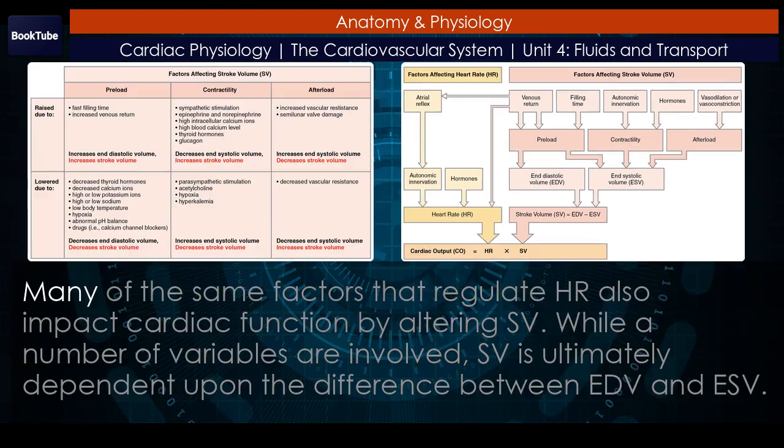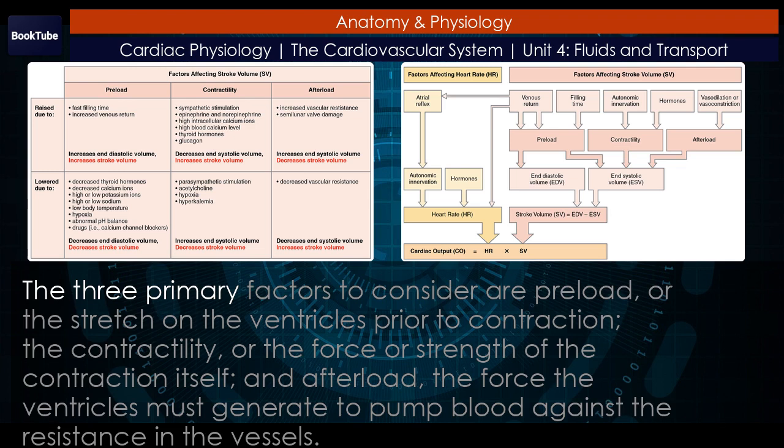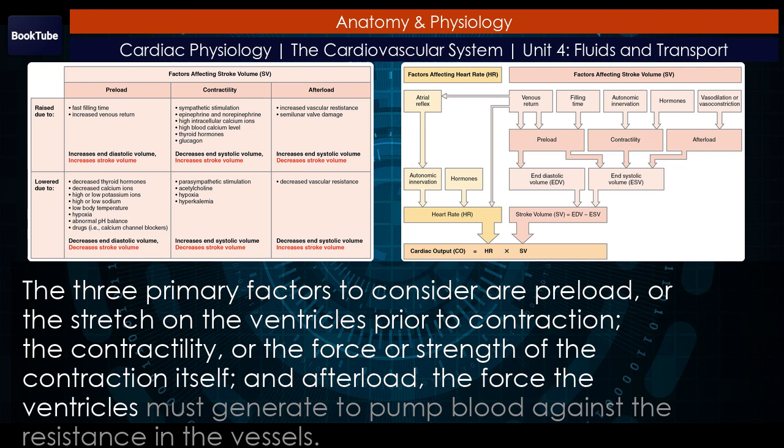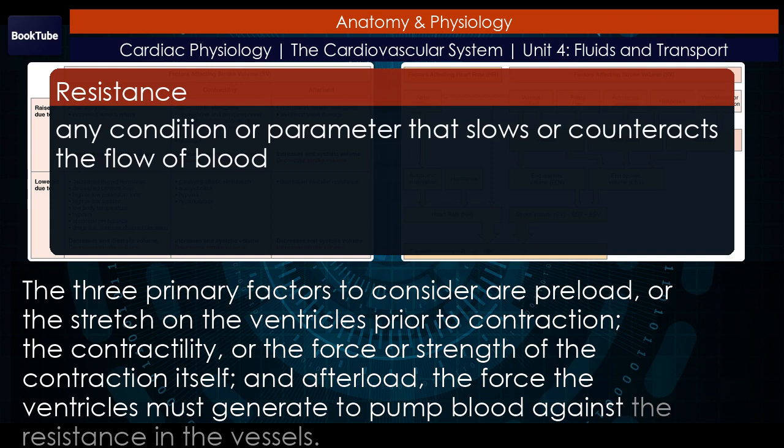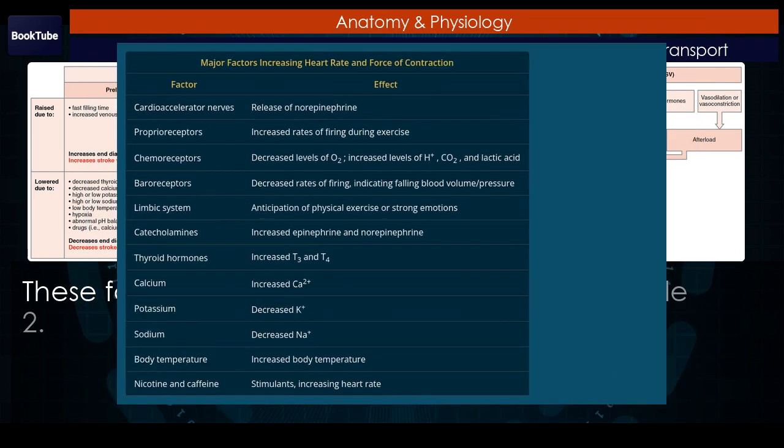Stroke volume. Many of the same factors that regulate HR also impact cardiac function by altering SV. While a number of variables are involved, SV is ultimately dependent upon the difference between EDV and ESV. The three primary factors to consider are preload, or the stretch on the ventricles prior to contraction, the contractility, or the force or strength of the contraction itself, and afterload, the force the ventricles must generate to pump blood against the resistance in the vessels. These factors are summarized in Table 1 and Table 2.